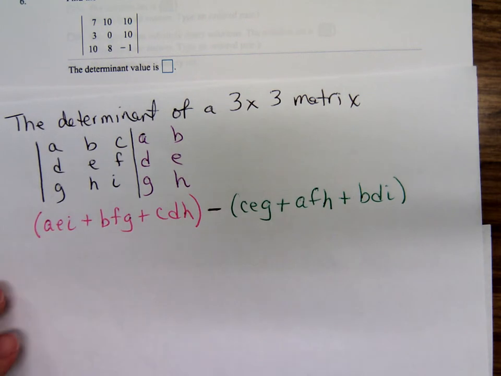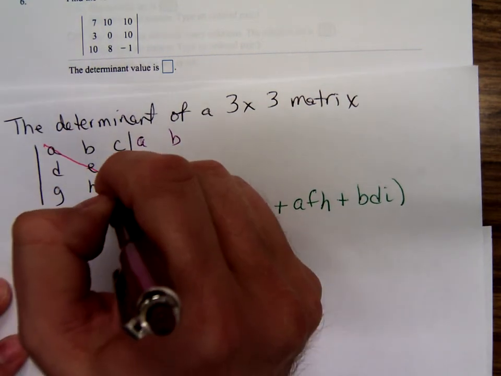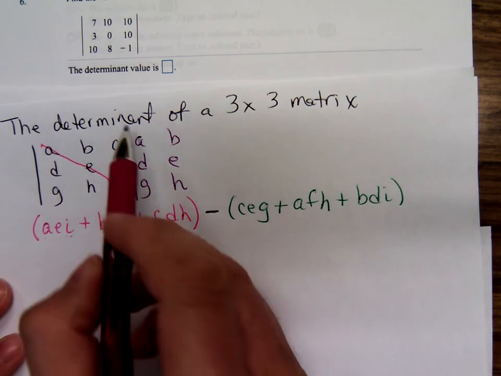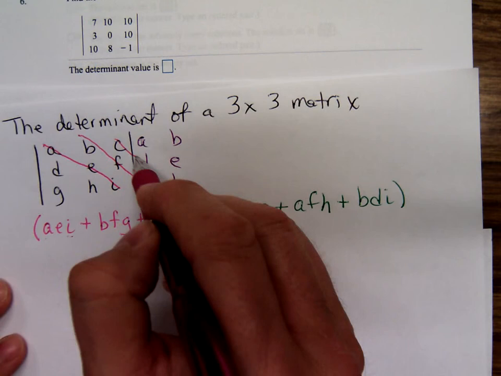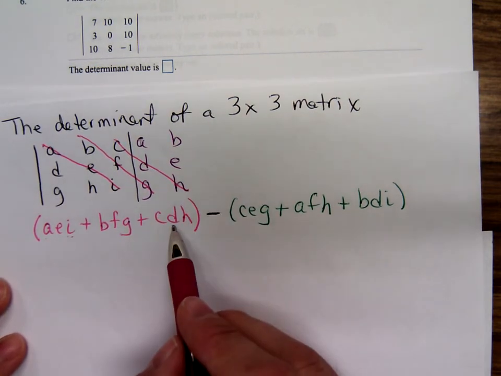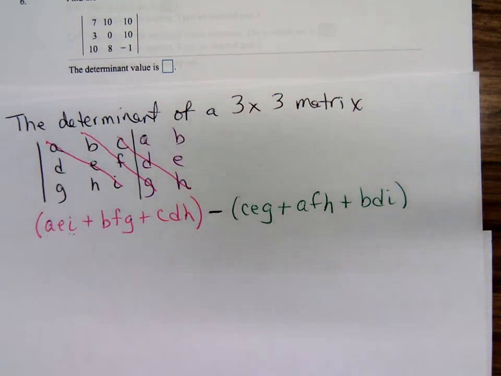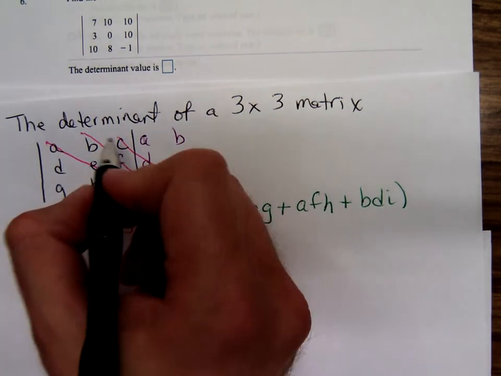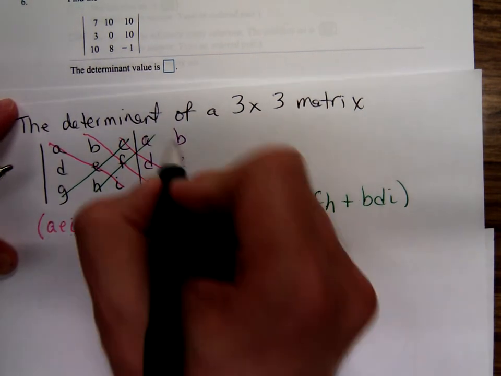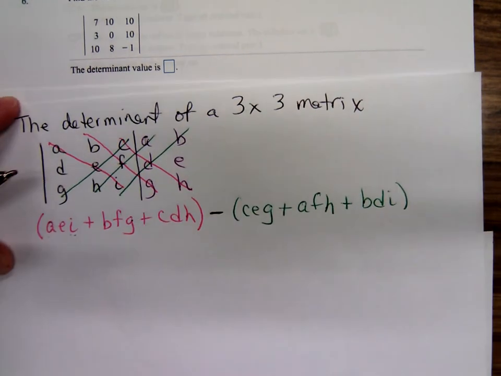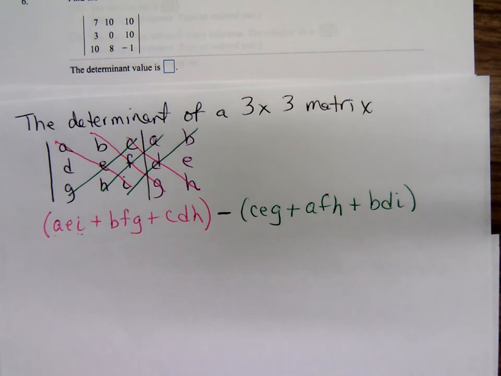The AEI, most people see right off, okay. With it written like this, BFG, CDH, then a minus. Y'all see the other 3 diagonals? CEG, AFH, BDI. So I'm certainly not saying memorize those letters. What you need to do is memorize, this is called crisscross.